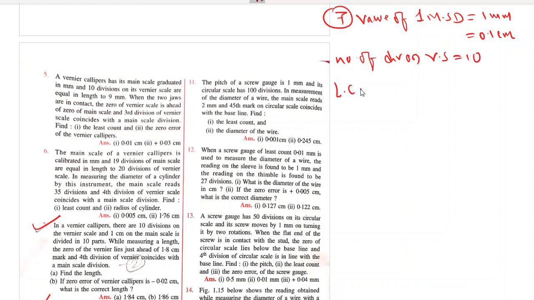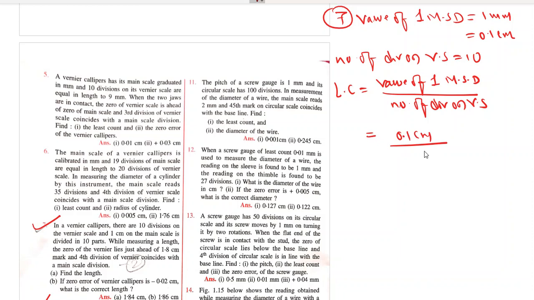So we can find the least count. Least count is value of one main scale division upon number of divisions on vernier scale. So value of one main scale division is how much? 0.1 centimeter. And what is the number of divisions on vernier scale? 10. So this will be 0.01 centimeter. This is the least count.